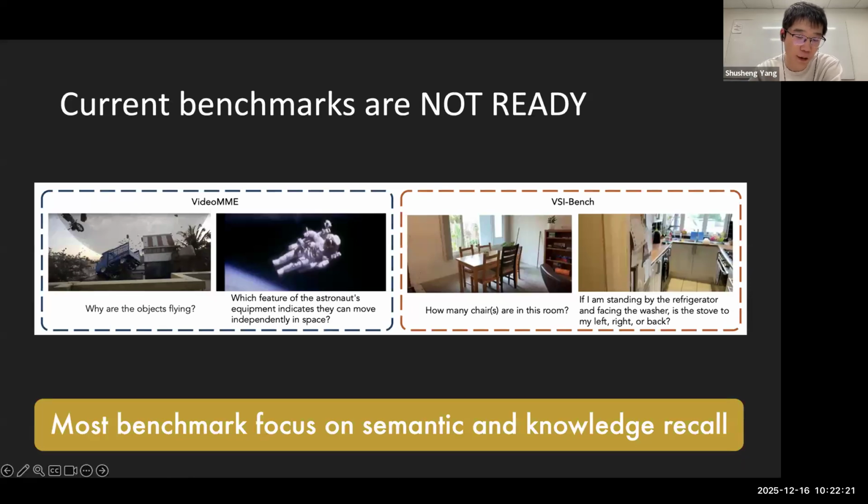We find a very interesting observation here. For example, here is a spatial understanding question in the VideoMME benchmark. The question is categorized as a spatial question, but actually it is about physics understanding, right? Why are other objects flying? It's because the moon is approaching the Earth. And which feature of the astronauts' equipment indicates they can move independently? This kind of question can be answered by only one frame, without the temporal dimension.